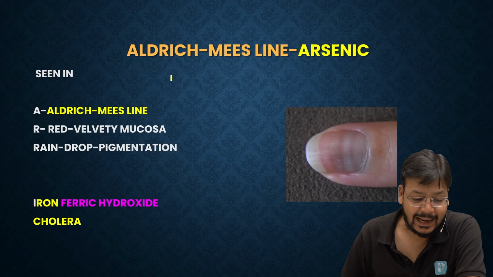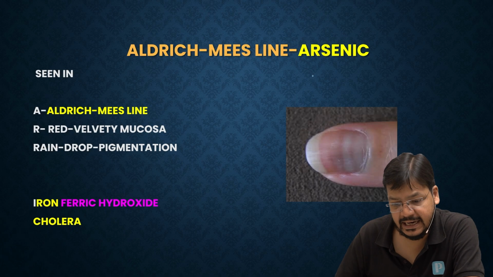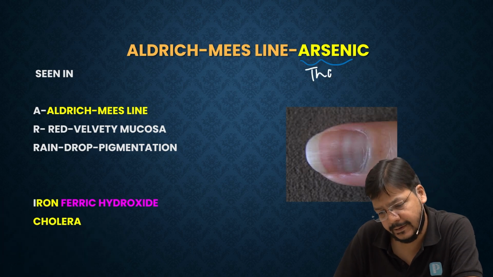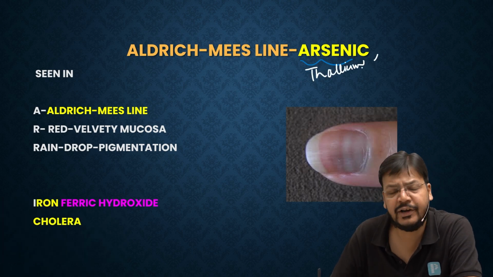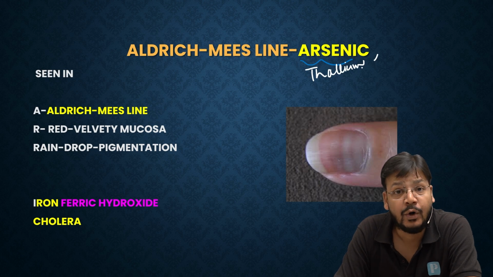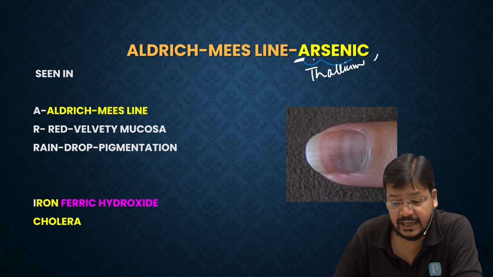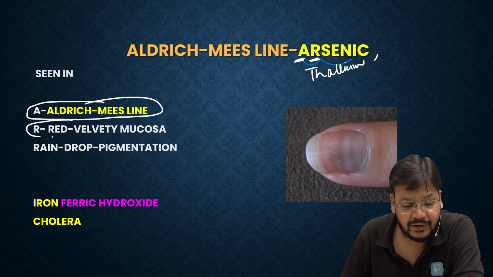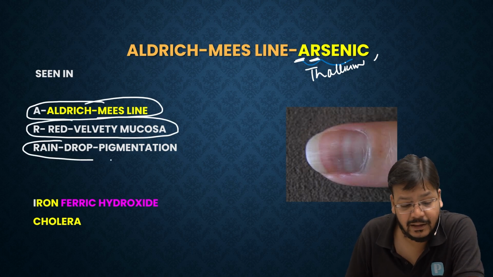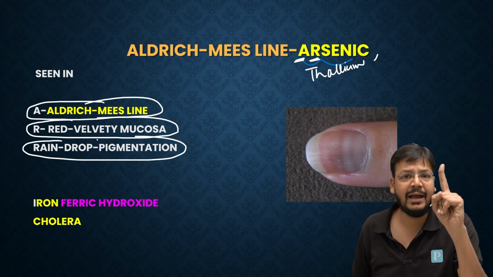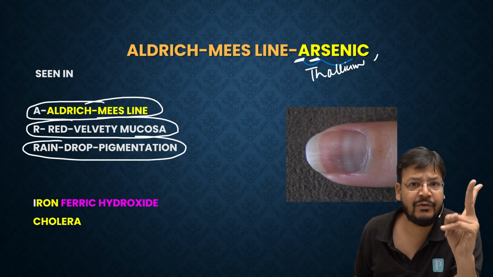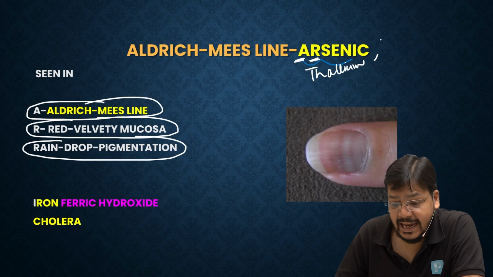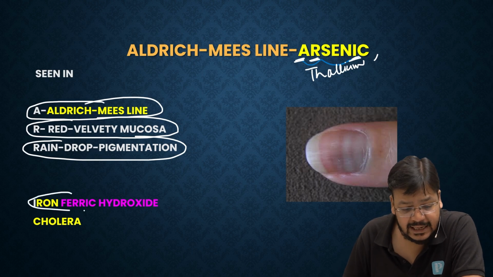Now, sir, Aldrich-Mees lines are seen in arsenic poisoning. Yes, my dear friend, as well as thallium poisoning. We are coming to arsenic. AR. A, Aldrich-Mees lines. R, red velvety mucosa. R, raindrop pigmentation. I, iron is an antidote.